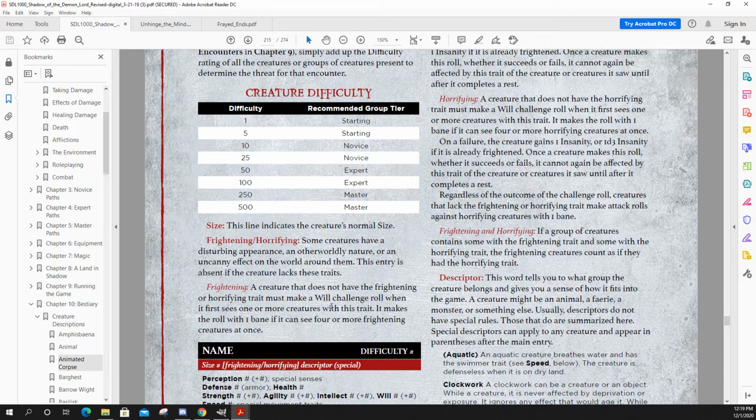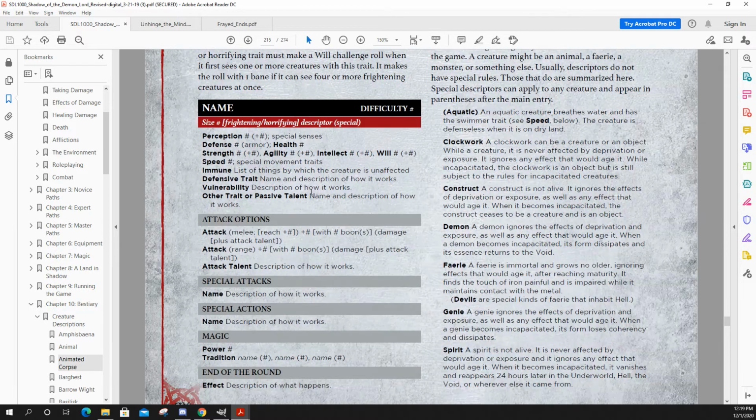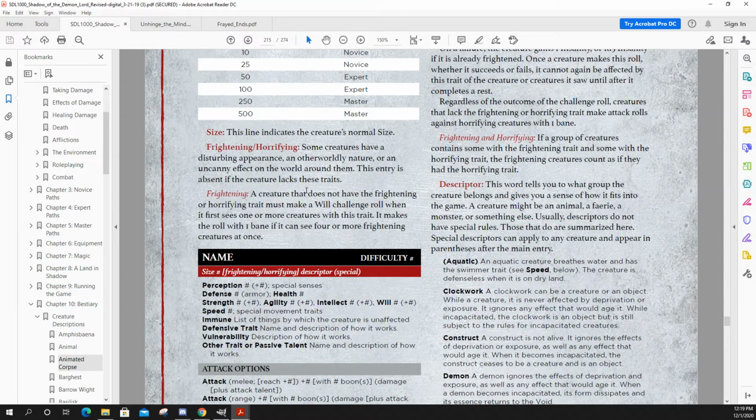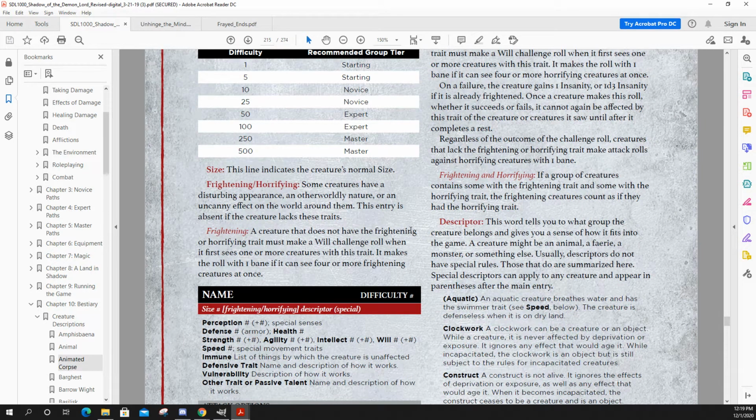With creatures, the frightening and horrifying rules are on page 214 of the core rulebook. And this tells you what happens when you put out a frightening creature. A creature that does not have the frightening or horrifying trait must make a will challenge roll when it first sees one or more creatures with this trait. It makes the roll with 1 bane if it sees 4 or more frightening creatures at once.